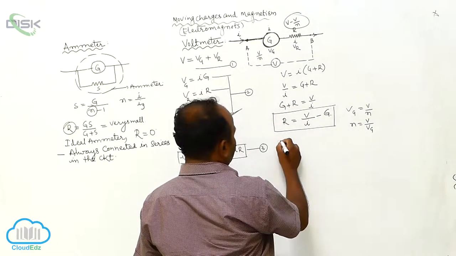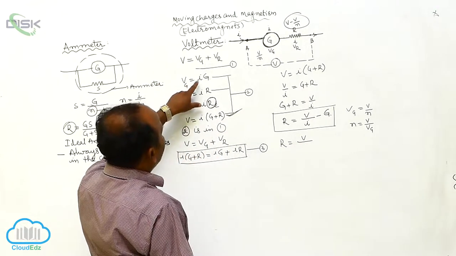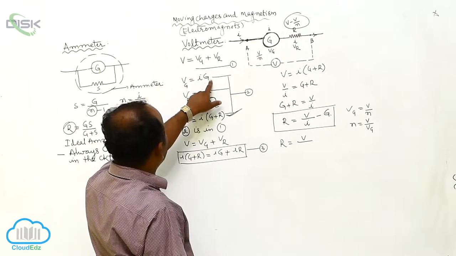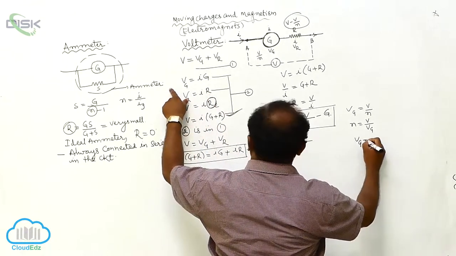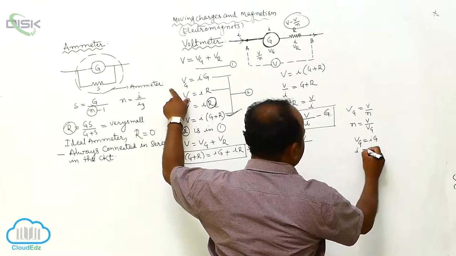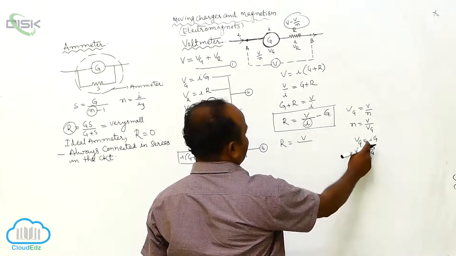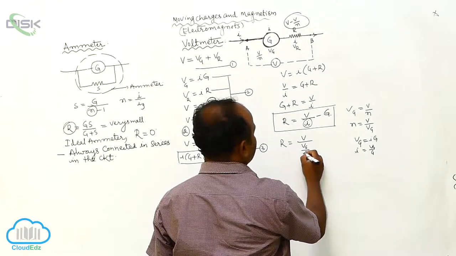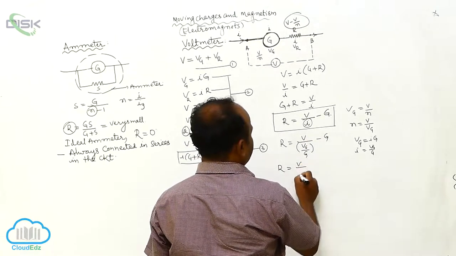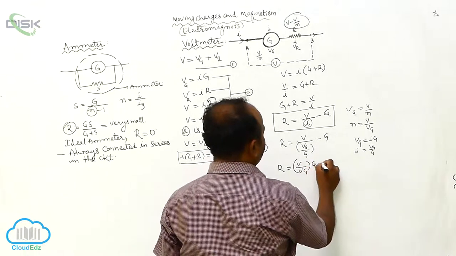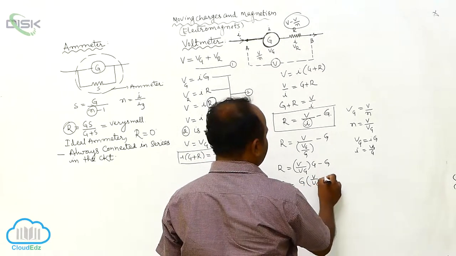Now, here in this case, R is equal to V by I minus G. Vg is equal to I into G, and Vr is equal to I into R. Already we know that Vg is equal to I into G. Therefore, I is equal to Vg by G. Therefore, R is equal to V by Vg into G minus G. G is getting common, so R is equal to G into V by Vg minus 1.